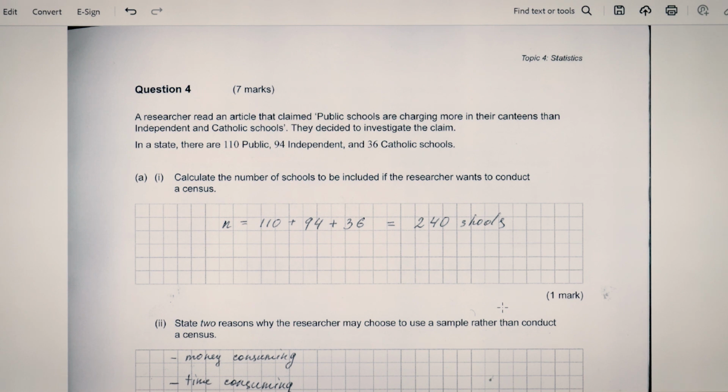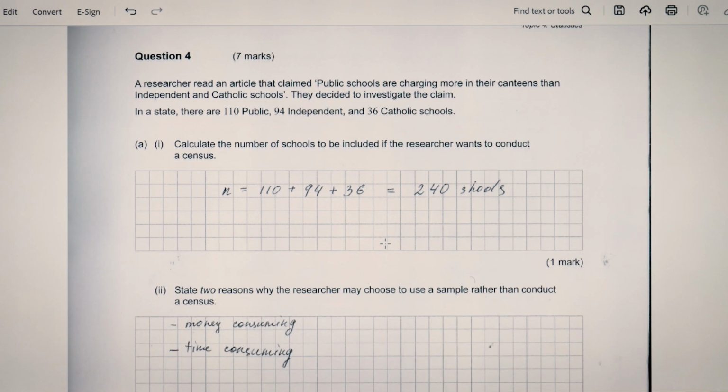So let's go through question 4. A researcher read an article that claimed public schools are charging more in their canteens than independent and Catholic schools. In a state, there's 110 public schools, 94 independent schools, and 36 Catholic schools. Calculate the number of schools. Yep, just adding them together, everyone did that well.